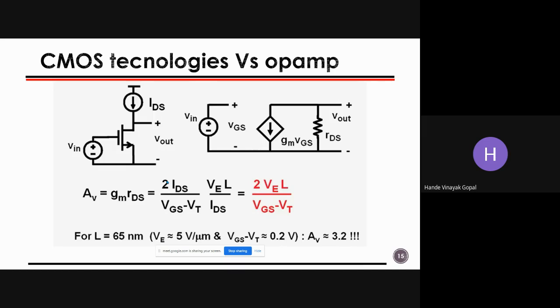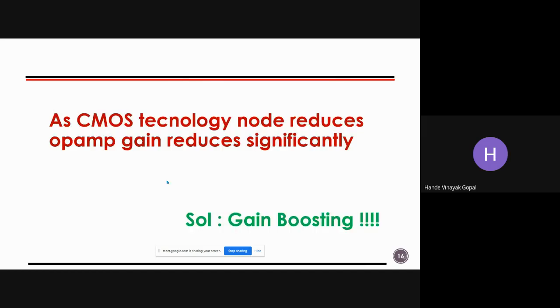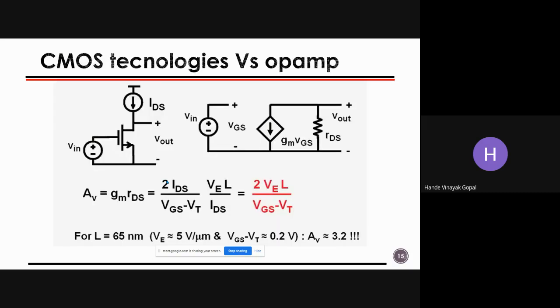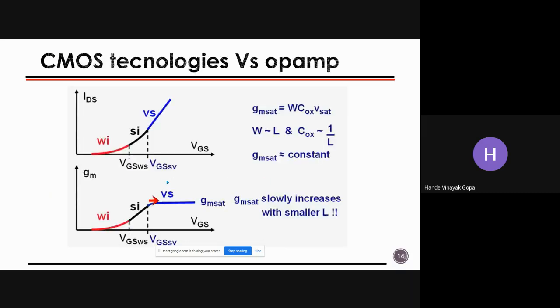Here you can see the double whammy: even if I wanted to increase, I cannot increase. I am limited with the smaller intrinsic gain, right? Then how to tackle this kind of issue? As the CMOS technology node reduces, op-amp gain reduces significantly, and this is a problem when designing an accurate circuit. In the previous circuit, at the intersection of red and black, that is when I'm starting the strong inversion, right?